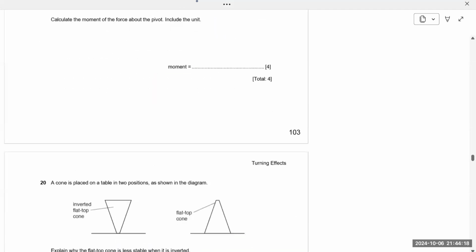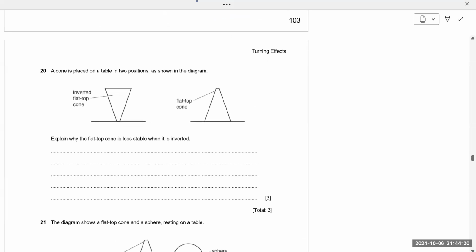طيب number 20. A cone is placed on a table in two positions as shown in the diagram. Explain why the flat top cone is less stable when it is inverted. طيب why is it less stable when it is inverted؟ طيب عندنا أول حاجة very obvious because the base is smaller when it is inverted, because the base is narrower when it is inverted.